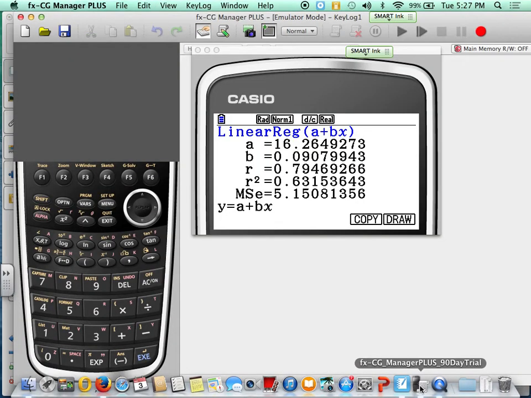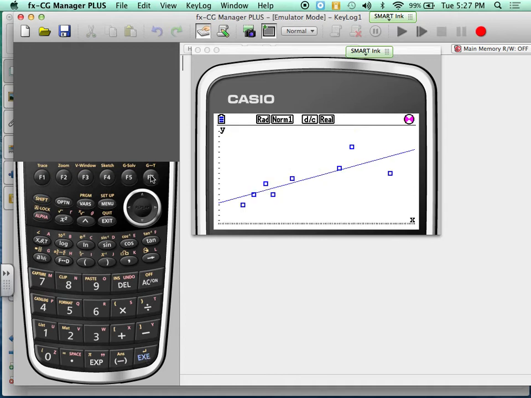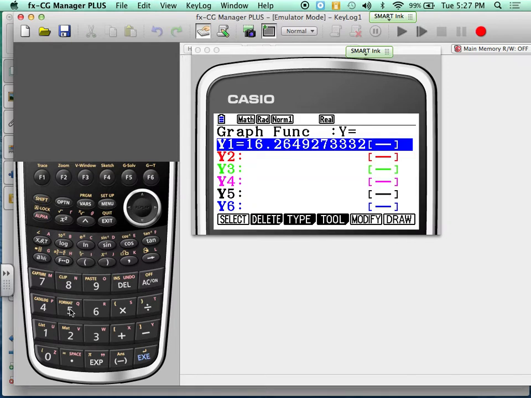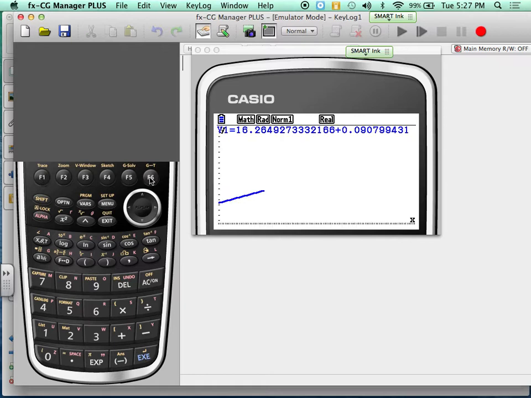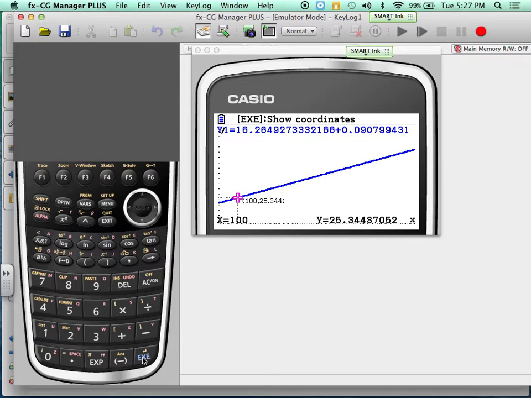So what I'm going to have to do is go back to the calculator. I'm going to hit copy, enter or execute, and draw. Go to menu. Go to number 5. You're going to select it, F1, and you're going to draw. Now recall that our lowest x value is 100, so I'm going to hit Shift F1 for trace, 100, and when x is 100, y will be 25.3.